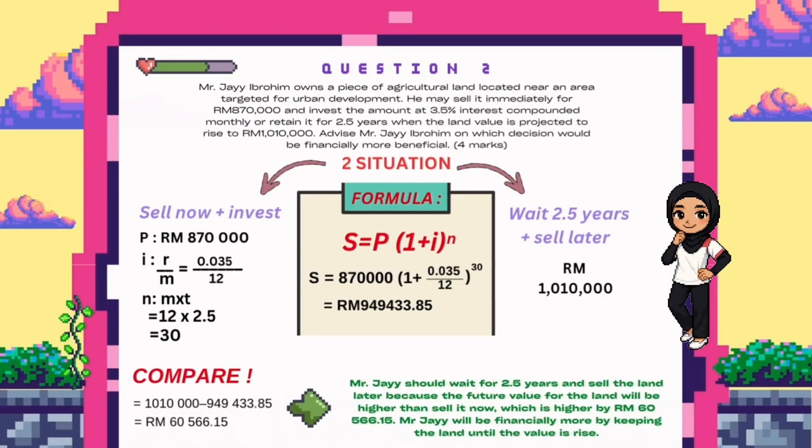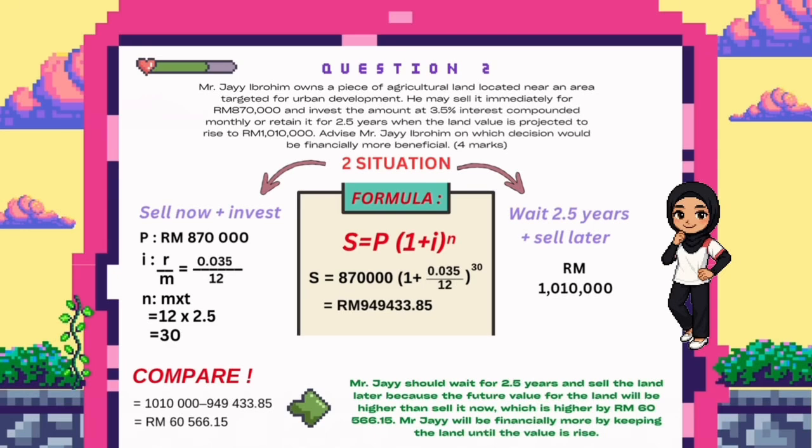First, if Mr. J sells the land today, we have to use the formula S equals P bracket 1 plus i close bracket to the power of n, where S is the future value, P is the amount he can invest, which is 8700 ringgit, i is R over M, R is the interest, which is 0.035, and M is compounded monthly, which is 12. Close bracket to the power of n, where n is M times T, which is 12 times 2.5 years, we get 30. So the final answer is 949,433 ringgit and 85 cents.